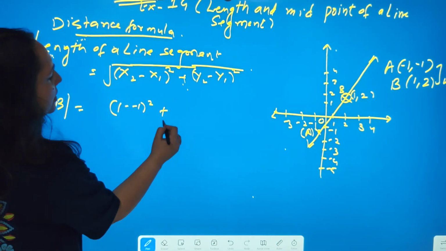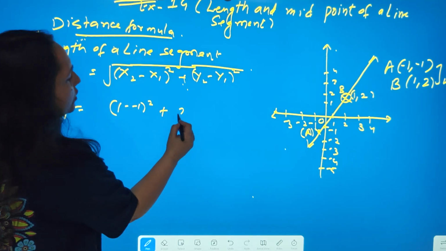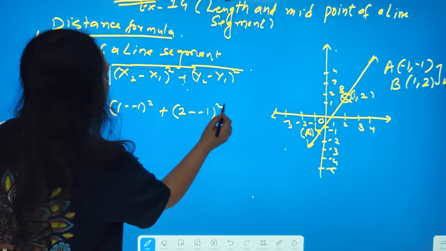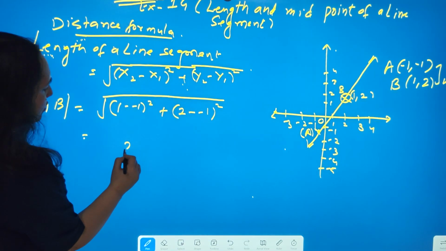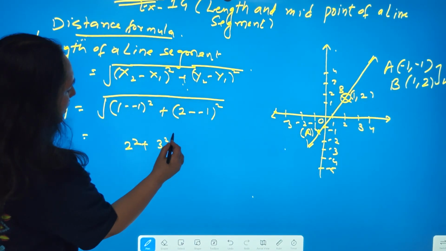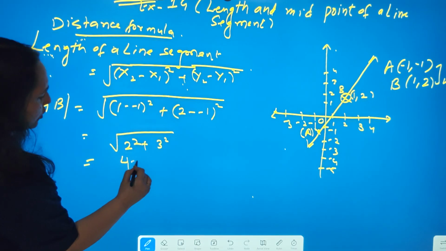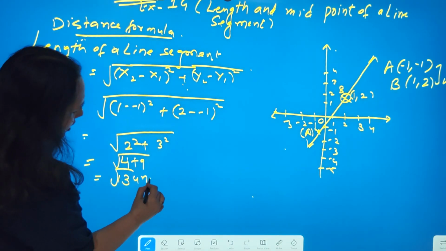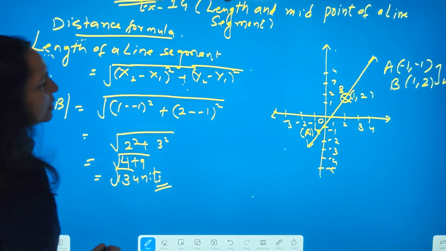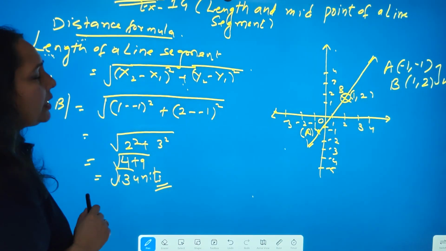So whole square plus y2, which is 2 minus -1, whole square. Now take the square root of it. This is equal to the square root of 2 square plus 3 square, that is 4 plus 9, which is equal to root 13 units. So this is the distance between the points A and B.